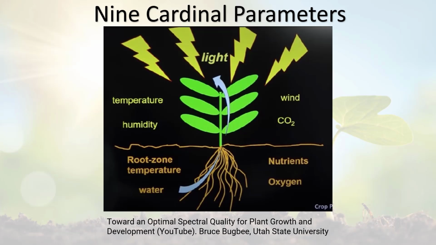Now, light is critical for plant growth and development. And Dr. Bruce Bugbee from Utah State University has developed these 9 cardinal parameters that are required or greatly influence our plant growth and development. And you can see that light is listed there at the top.